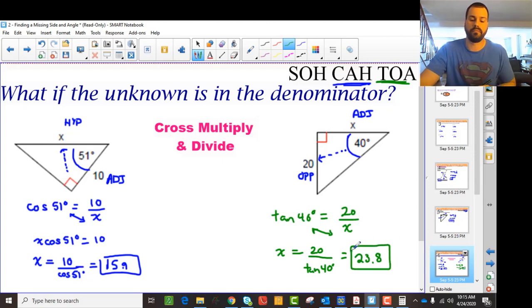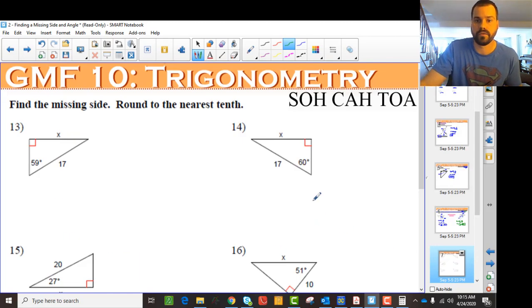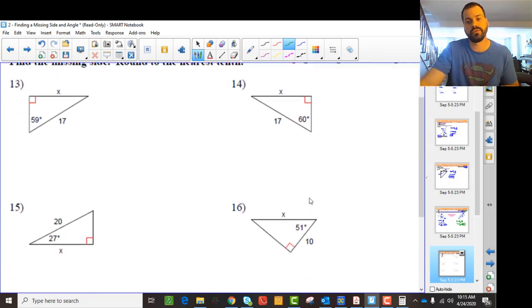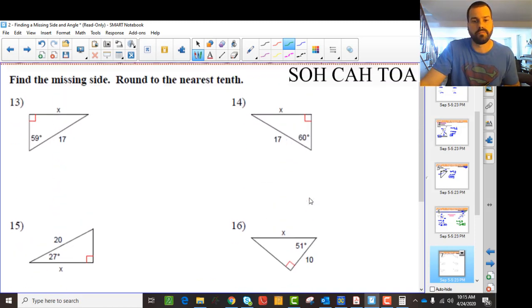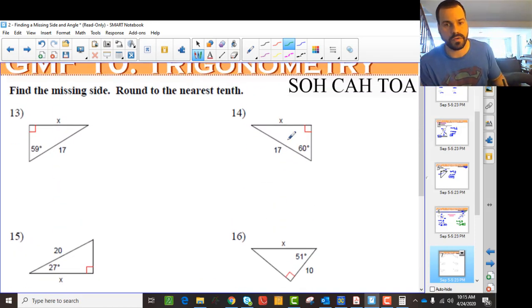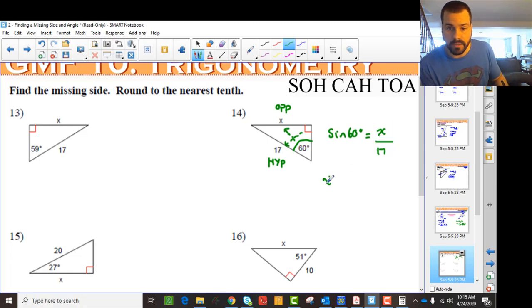So that's the idea behind finding a side, okay? So here's some more examples for you. I'm not going to go through all of these, but I'll pick a couple to do. So let's look at question 14 here. So here's my angle. I'm going to label my sides first. That's my opposite side then from that angle. That's what x is. And the side that I know is the hypotenuse. So that means I'm going to use sine, because sine of 60 is going to be opposite, which is x, over the hypotenuse, which is 17. Then x is on the top, so I multiply. So x becomes 17 times the sine of 60.